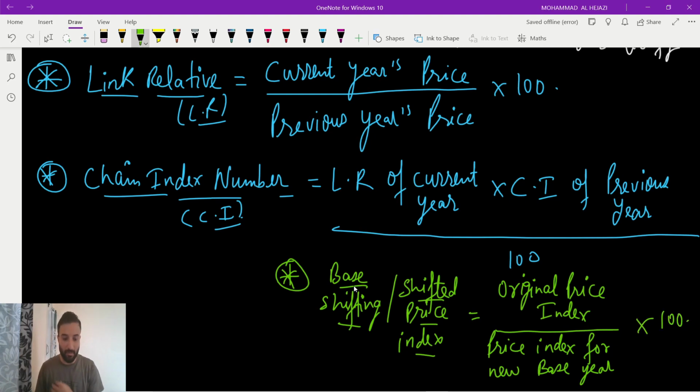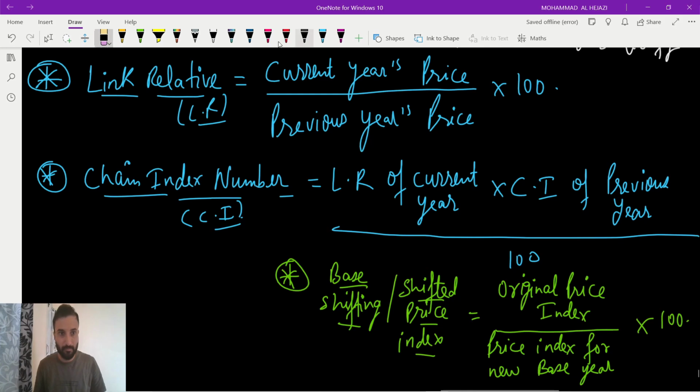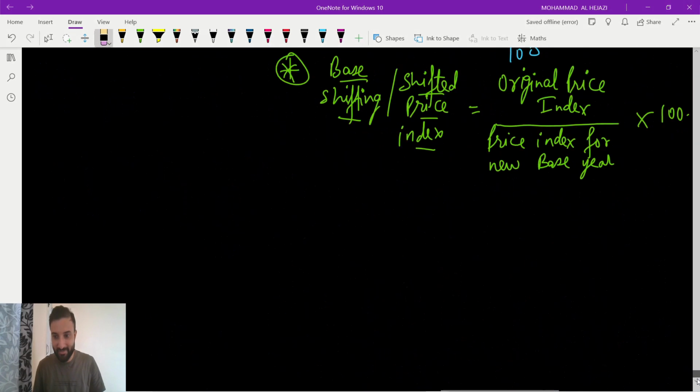See, base shifting means what? It's a shifting of the base year. What will we do for the shifting of the base year? We will make the current year the base year, and the base year will become the current year. Means the opposite.